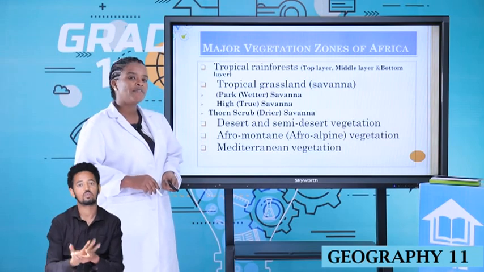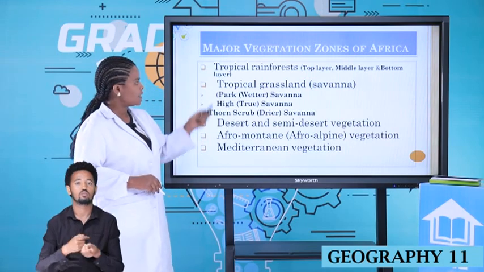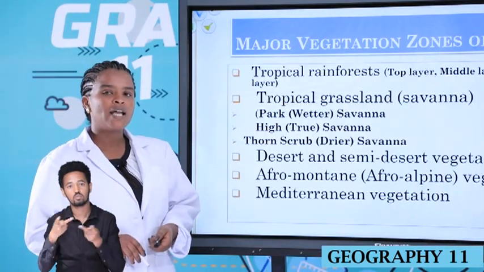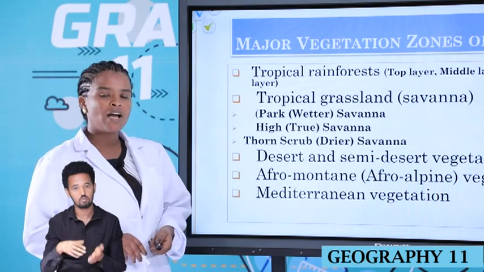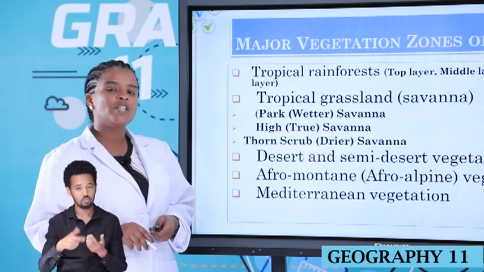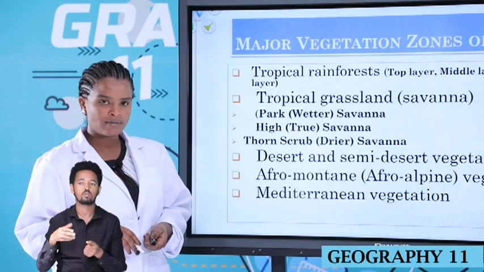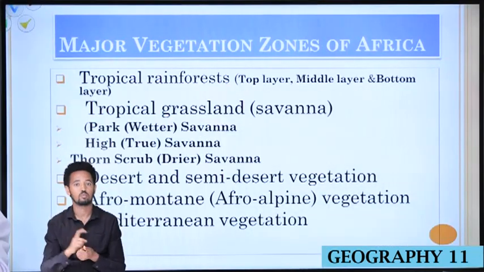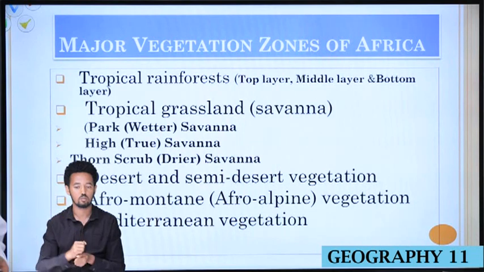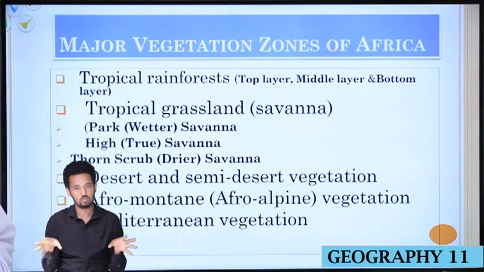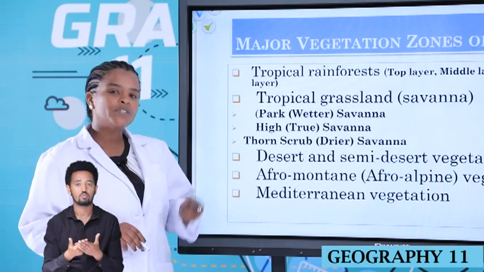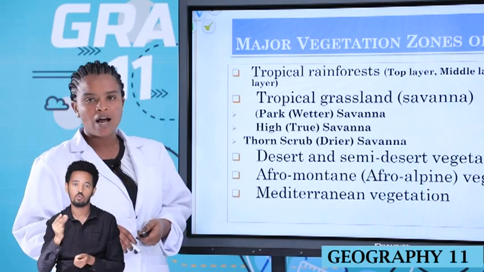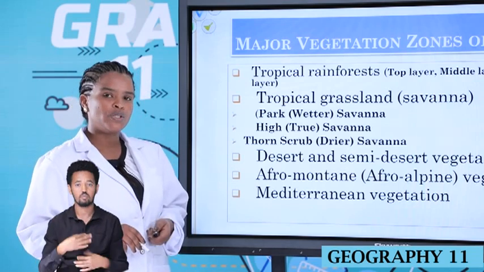Africa has 5 major vegetation zones. The first one is the tropical rainforest. In Africa, it is found in Central Africa, Western Africa, and Eastern Africa. This type of vegetation is found in the Congo Basin. The area is dominated by evergreen forests, broadleaf forests, and dense vegetation because the area receives high rainfall throughout the year. Hardwood trees are common in this area, for example, ebony, mahogany, and rosewood.